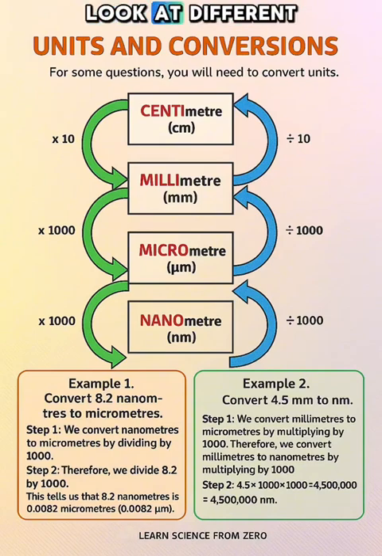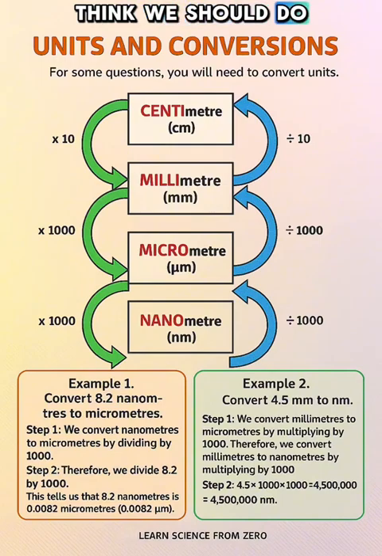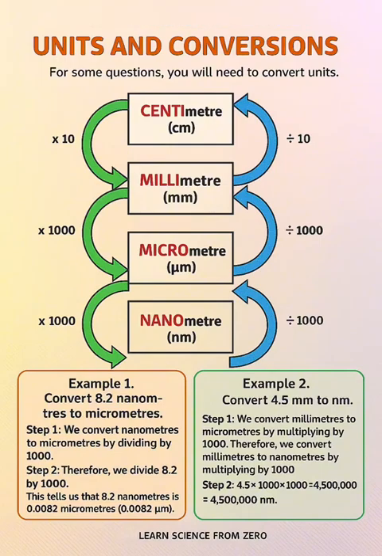Now, let's have a look at different examples. Example 1, convert 8.2 nanometers to micrometers. Have a look at this flowchart. What do you think we should do? To get from nanometers to micrometers, we simply divide by 1,000. So 8.2 divided by 1,000 equals 0.082 micrometers.